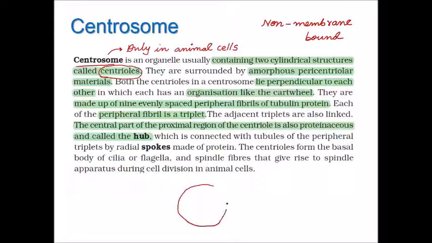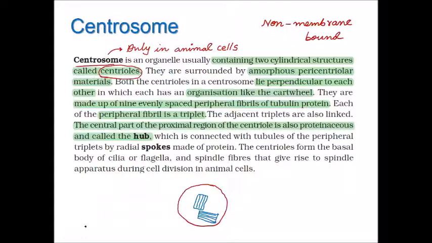Assume this is a centrosome, then you'll find two centrioles inside. Assume this is one centriole, there will be another centriole here, and they are arranged almost perpendicular, at 90 degrees to each other. So centrioles are structures found inside the cell organelle called centrosome, and there are two centrioles in one centrosome.